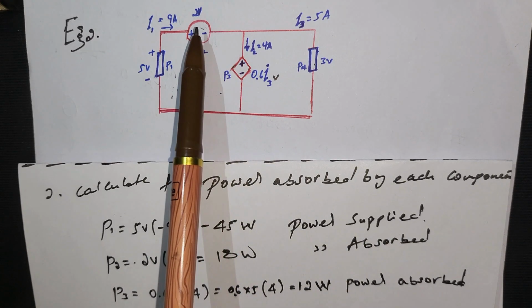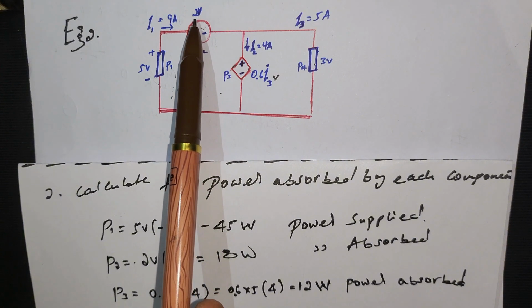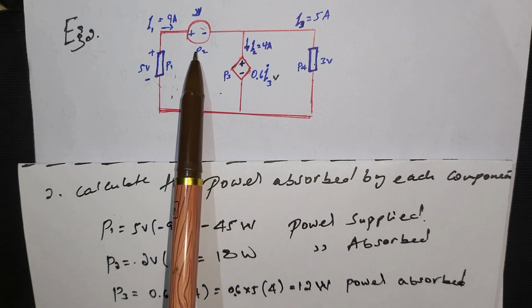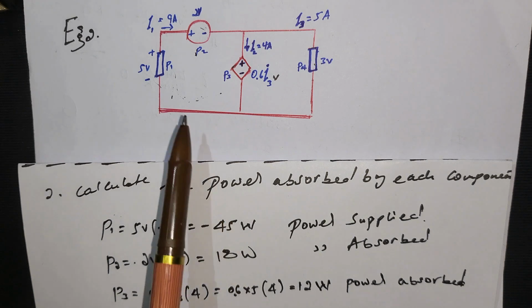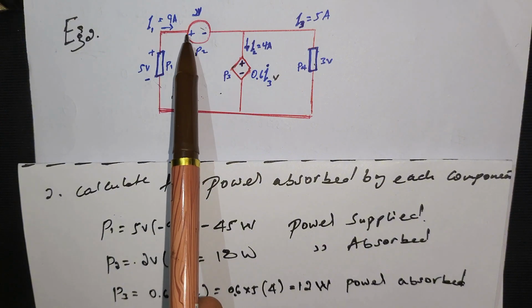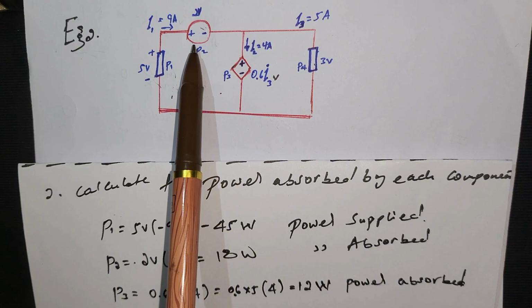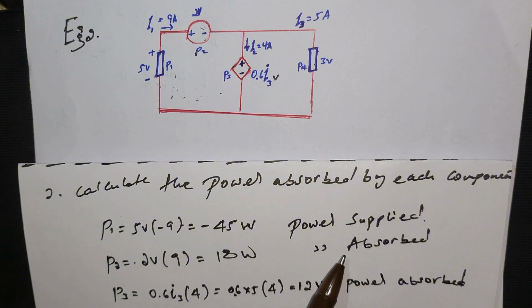The second is the independent voltage source, which provides 2 volt. So P2 would be 2 volt times 9, which is 18 watt. The current would be positive in this case because the current enters into the positive terminal to the negative. So 18 watt of power is absorbed. For the first one, power is supplied.